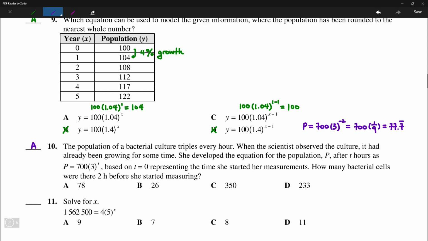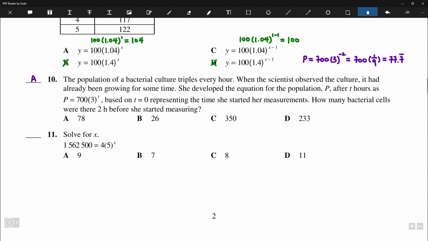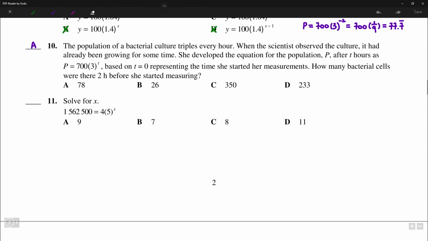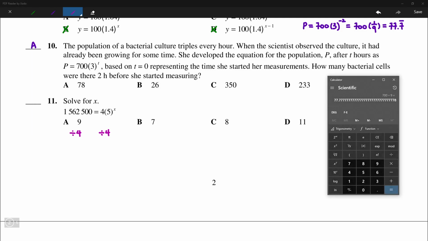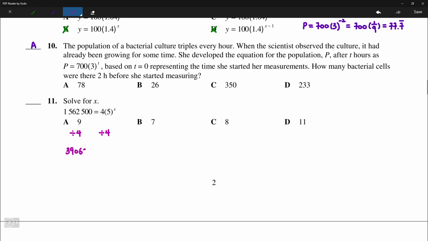Okay, next one. Number 11. So, in this case, best to divide both sides by 4 first. And so, if we have the calculator here, 1562500, and then we divide by 4. Okay, so the left-hand side of the equation is going to be 390625, and that's equal to 5 to the x.